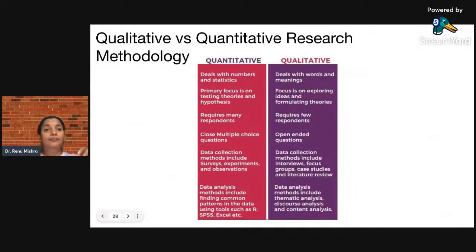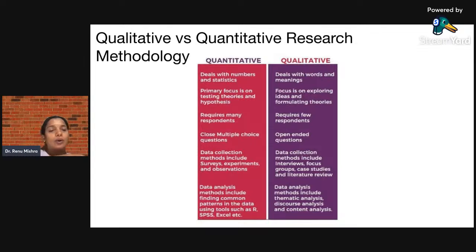Now a quick glimpse at the methodology, rather, qualitative and quantitative. The very basic difference between these two kinds of research is that quantitative research deals with numbers and statistics. Here I would like to clear the air: whoever thinks they're bad with research because they're bad with numbers or statistics, don't say that, because research has another side as well, which deals with words and meanings.